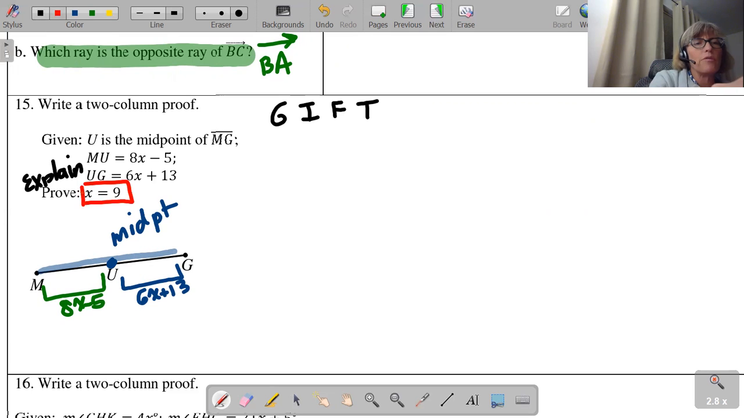So we have our given information. Implied and freebie. What else do you know is true? Well, just kind of make yourself a list. What's implied is the fact that MU must equal UG. Why? Because you have a midpoint. That's what would be something implied. Freebie would be something like this segment adds up to this segment plus that segment equals the big one.